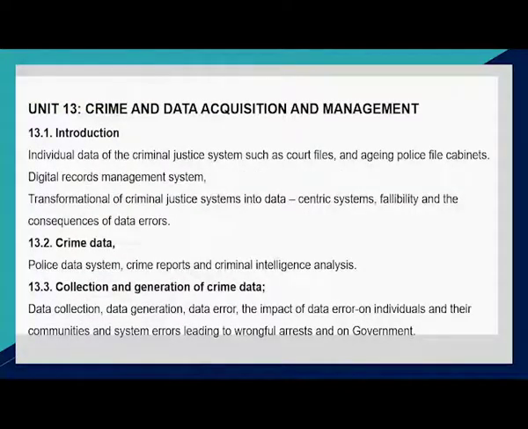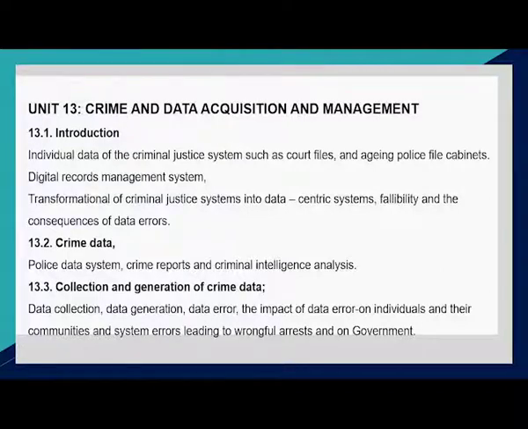Unit 13, crime data acquisition and management. Introduction, individual data of the criminal justice system such as court files and aging police file cabinets, digital records management system, transformation of criminal justice system into data-centric systems, fallibility and the consequences of data errors.